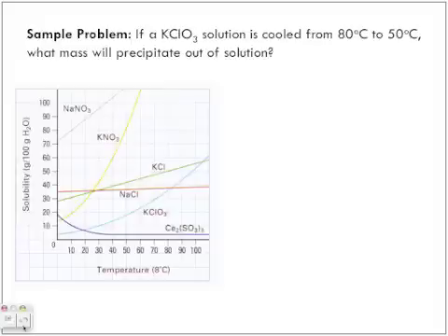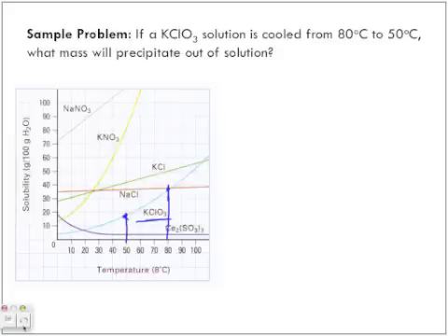So let's look at a problem where we can actually use this solubility curve. In this first sample problem, if a potassium chlorate solution is cooled from 80 degrees Celsius to 50 degrees Celsius, what mass will precipitate out of solution? We look at the potassium chlorate, which is this one in light blue. Here's 80 degrees, and here's 50 degrees. Here is our other point.